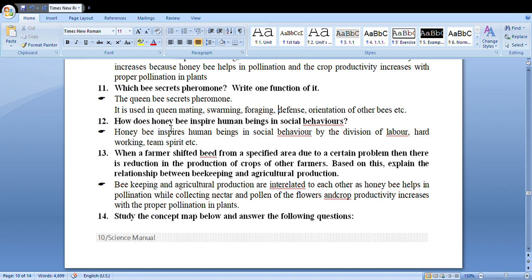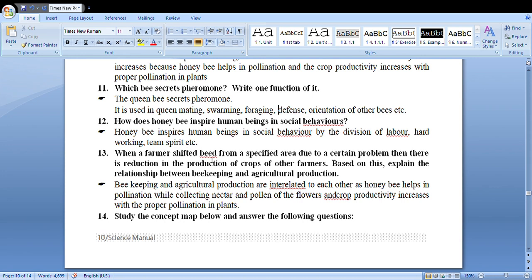How does honeybee inspire human beings in social behaviors? Honeybee inspires human beings in social behavior by the division of labor, hard working, team spirit, living in harmony. Such behavior shown by the honeybees inspires the human beings.